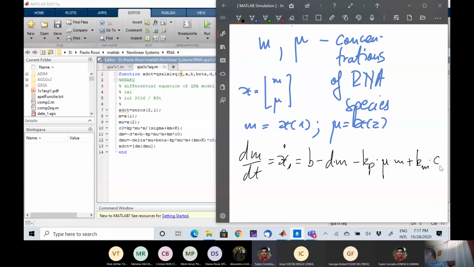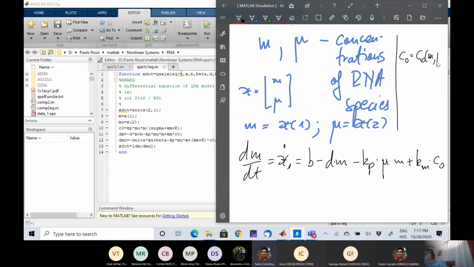I will explain where this C0 shows up from. You have to take into account, as you see in the formula above, that the product between mu and m shows up in C0. So C0 is something that depends both on m and mu, but it's a predefined function. I will not insist on the matter for now.